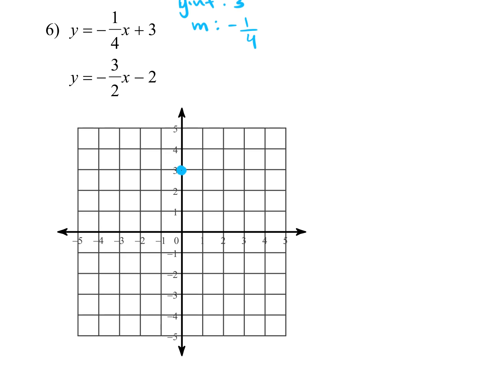If it's negative, you're going to go down and you always go to the right. You can go in the opposite direction. So if I go down 1 and to the right 4, my line's going to form going this way. I can go up 1 and to the left 4, but just always think about it for your slope. If it's negative, you go down. If it's positive, you go up, and you always go to the right. But you can also just go the opposite way too. So I can go up 1 and to the left 4. And then I can connect my points.